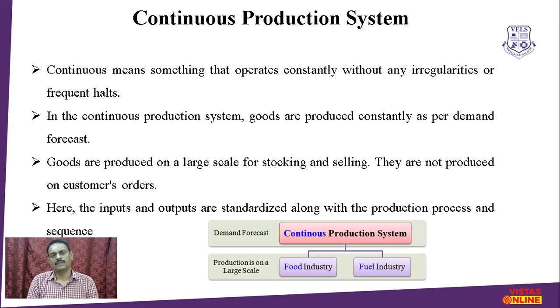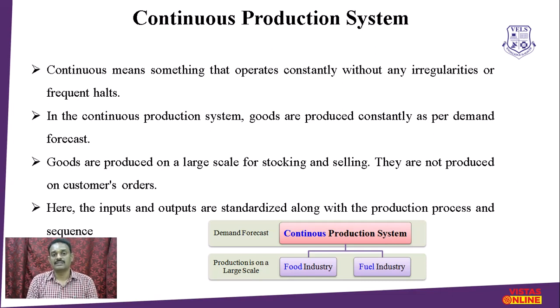So in an intermittent production system, they start the production depending upon the order received from the customers or the market. Whereas in a continuous production system, they produce the product and sell the product to the market. They won't wait for the order from the customer or the market. So continuous means something that operates constantly without any irregularities or frequent halt. There are no irregularities, and no halt happens in that continuous production system.